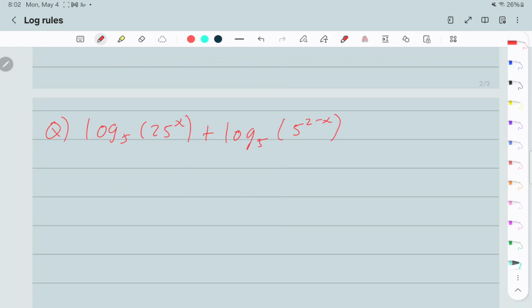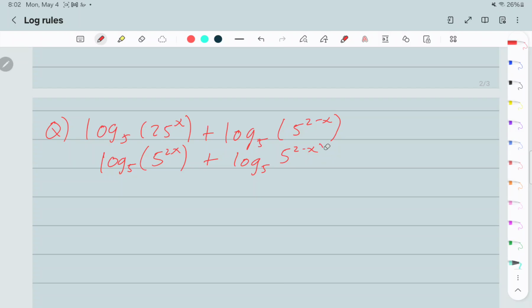Then what are you going to do? First you simplify the things you can. So first, log base 5, and you can write 25 as 5 squared, so you write 5 to the power of 2x. Plus, similarly over here you notice you cannot do pretty much anything, so you leave it like that for now, log base 5 of 5 to the power 2 minus x.